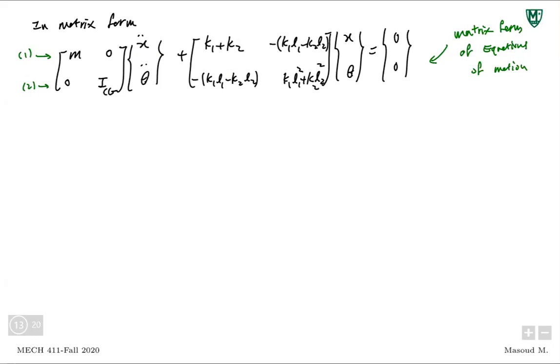And I have 3 more sample problems. It's pretty good. So I'll post 4 sample problems for you related to how to find mode shapes and natural frequencies for different systems, so you can actually practice this. All right.